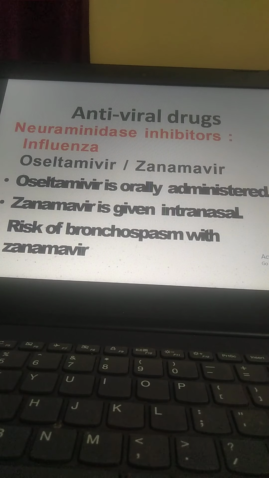Oseltamivir is orally administered. Zanamivir is given intranasally. I have already told you about the intranasal route in the insulin case, tried long back in 2002-2003, which failed. But the intranasal route is a good route, and zanamivir is given intranasally. There is a risk of bronchospasm with zanamivir.